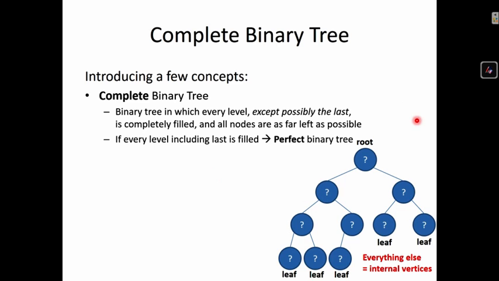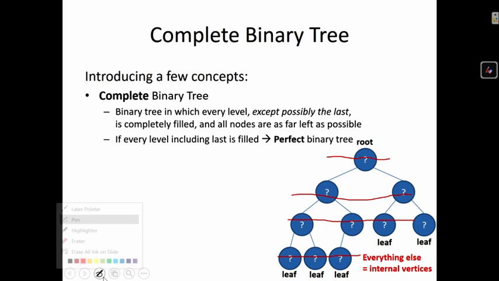If you look at this example here, is this a complete binary tree? This is the first level, second level, third level, fourth level, which is the last level. Every level is filled except the last level, which is not completely filled, but all the vertices are as far left as possible. So this is a complete binary tree. Now what if the last level is filled also? It's called a perfect binary tree. It's still a complete binary tree, but a special kind of complete binary tree called a perfect binary tree.